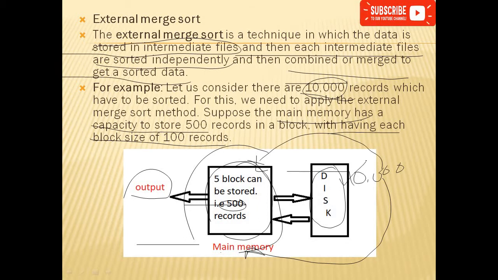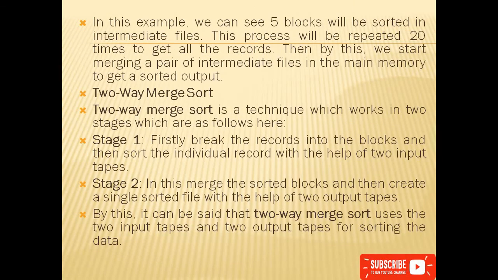We'll pick part of the data and sort it. Finally, the information will be in sorted order on the hard disk. Here we have 5 blocks, which will be sorted into intermediate files. This process will be repeated 20 times. Why? Because at a time we can work with 500 records, and in total I have 10,000.